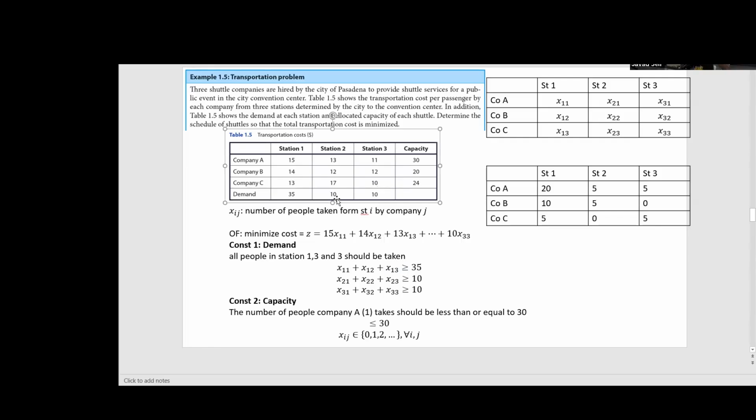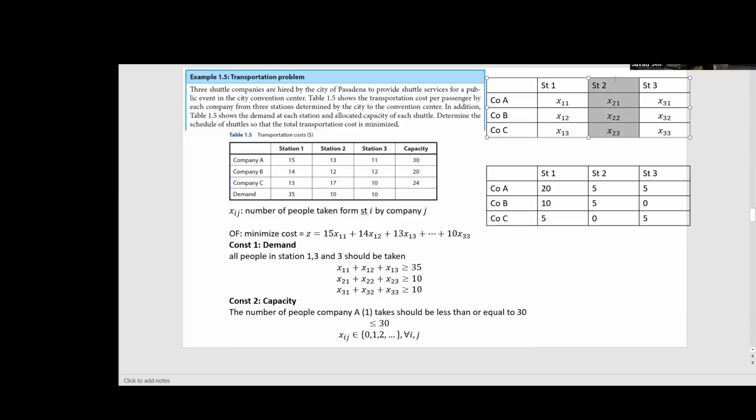And then what if company C is the cheapest for all of them, which is the case here too. At station 3, give all 10 to the cheapest, which is company C, $10. So x33 is also 10. But you assign 10 and 35, 45 people to company C. Company C has only capacity of 24, so you cannot give all of them to that. So that's why we need to add another constraint for each company.